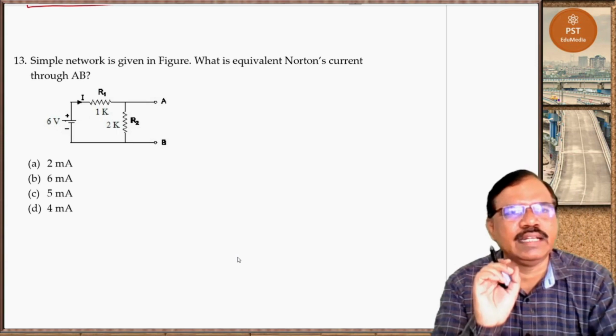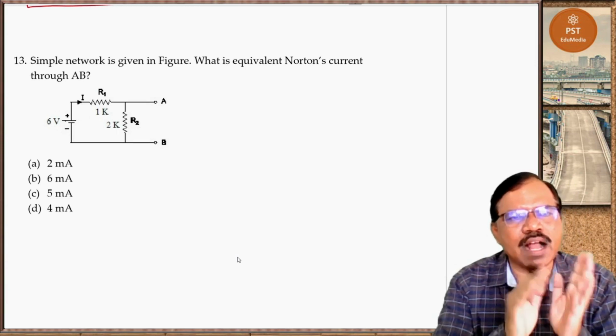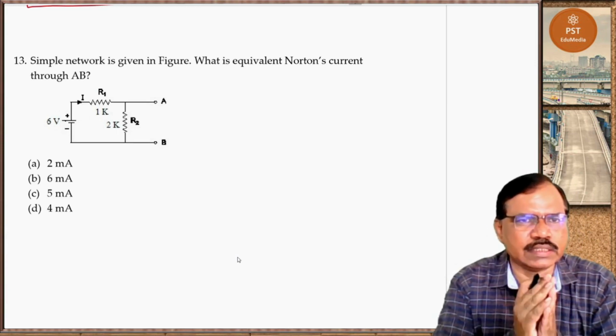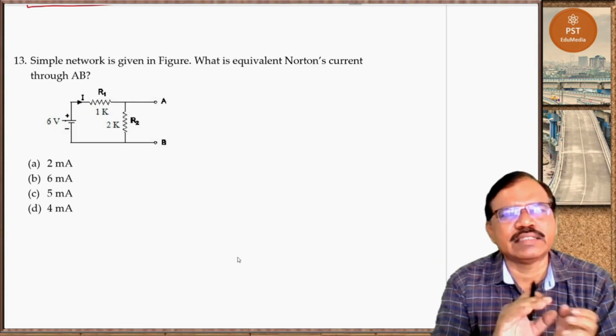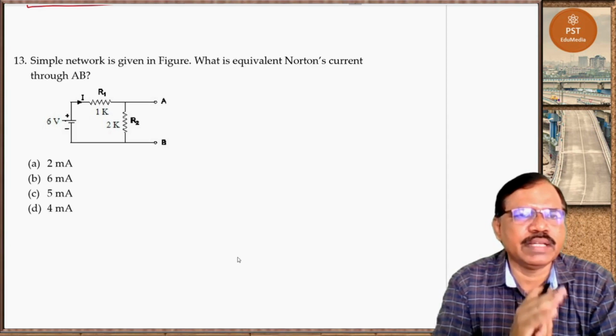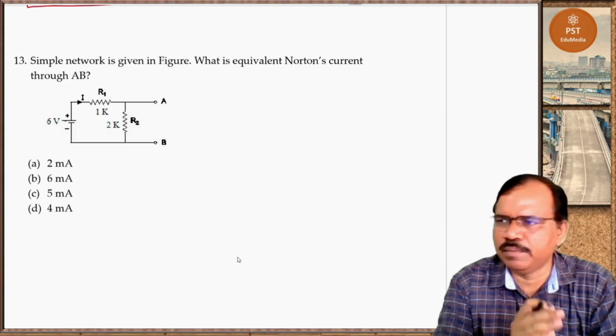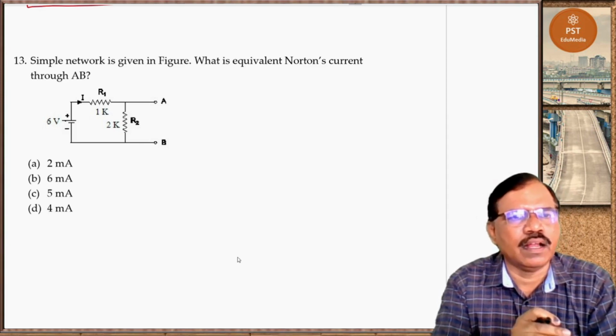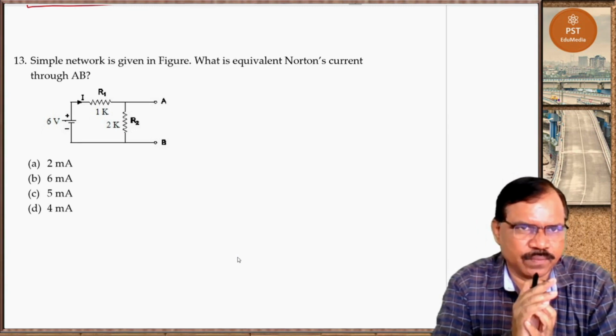So a simple circuit is given: a 6-volt battery, R1 and R2, these two resistances. A and B terminals are taken across R2. Option A is 2 milliampere, B is 6 milliampere, C is 5 milliampere, D is 4 milliampere.